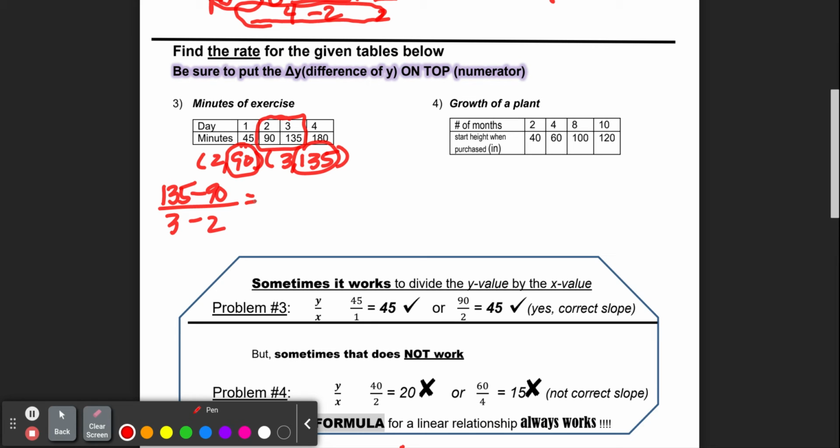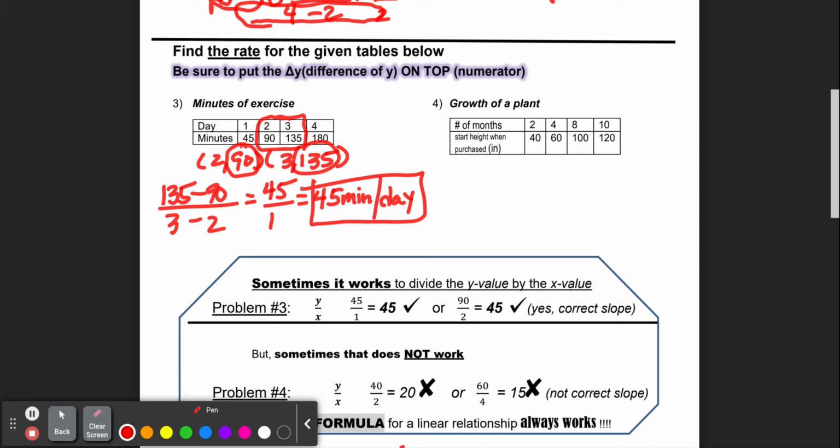So 135 minus 90 is 45. And 3 minus 2 is 1. So this, we're talking about minutes of exercise. So this person exercises 45 minutes per day, which is excellent. I wish I could do that.